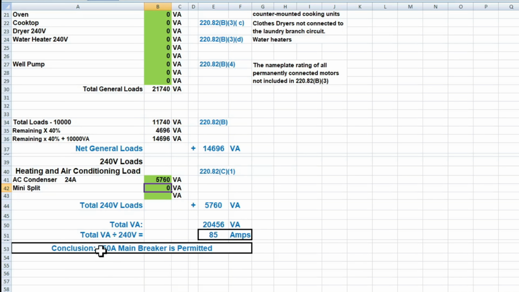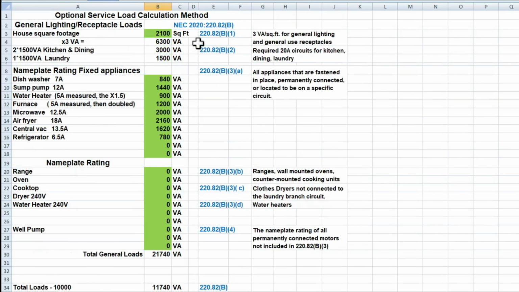And so certainly a 150 amp main breaker is going to be permitted here, because really a 100 amp main breaker should be permitted here too. I mentioned earlier how I'd show you how the square footage doesn't make that much difference. Once you're above 10,000 VA, everything you add is added at 40%. So it's a much smaller addition.